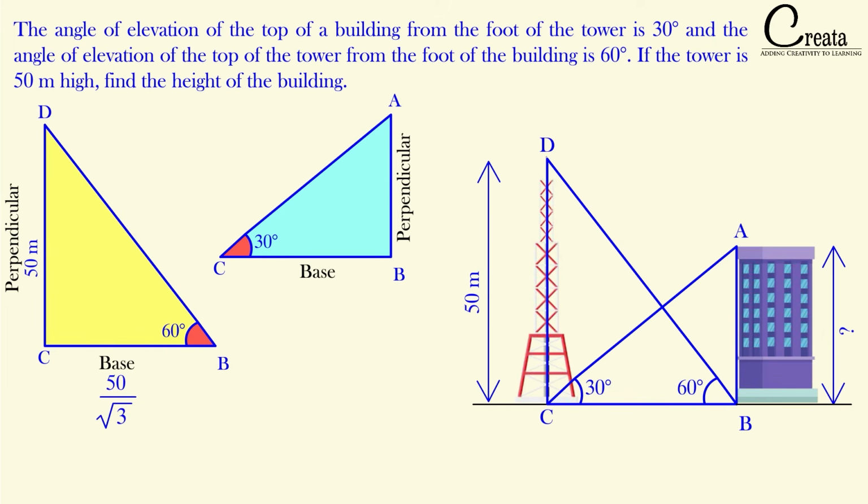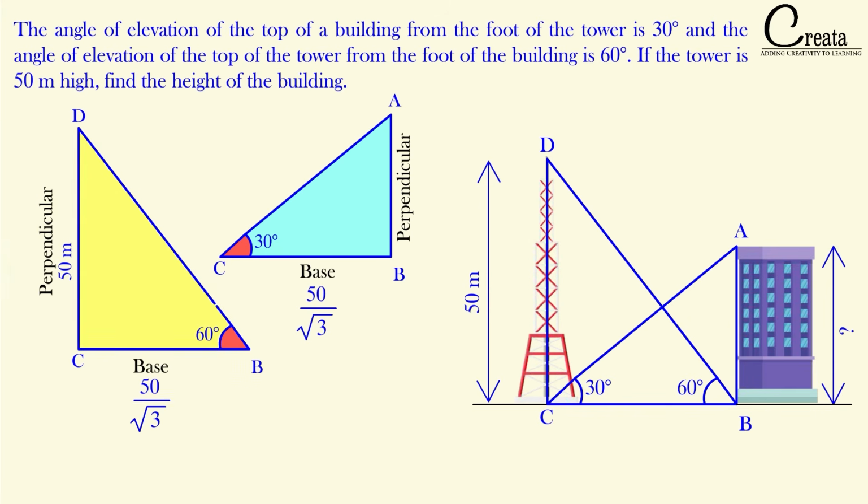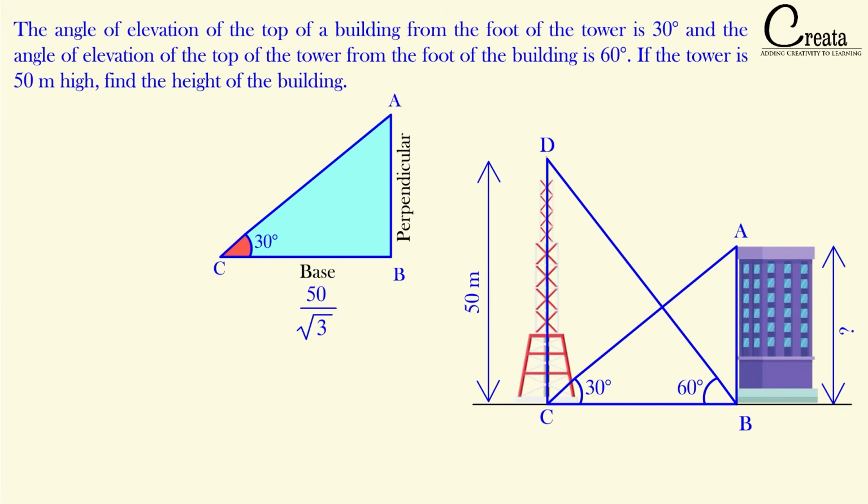Further, let's take the triangle ABC, which is sharing the common base BC. We can use the value of BC that we got from the first triangle in the second triangle. Here the base of this triangle is BC, which we have just calculated as 50 upon root 3. And AB is the missing dimension. Our trigonometric angle is 30 degree. So here also we will use tan theta, which will link the perpendicular with the base. Tan 30 degree will be equal to AB upon BC. BC let's replace with 50 upon root 3.